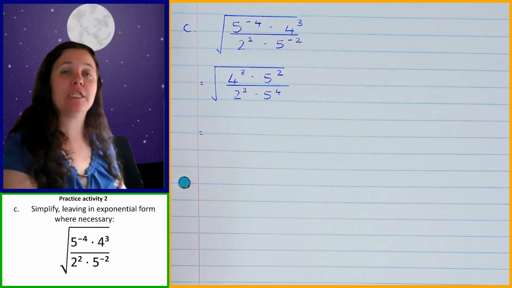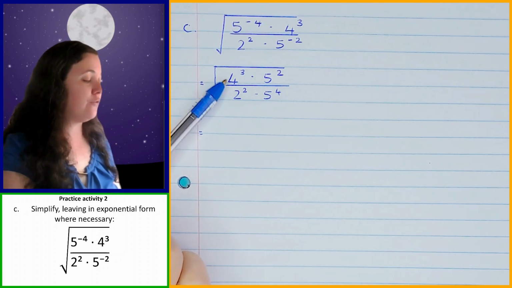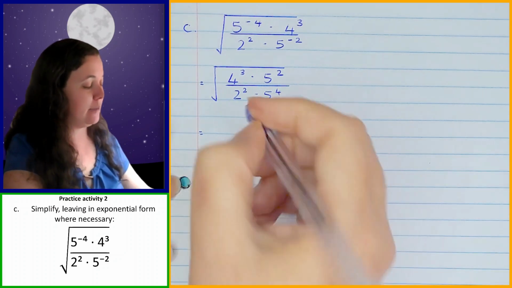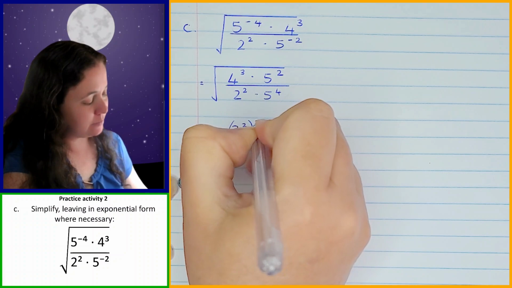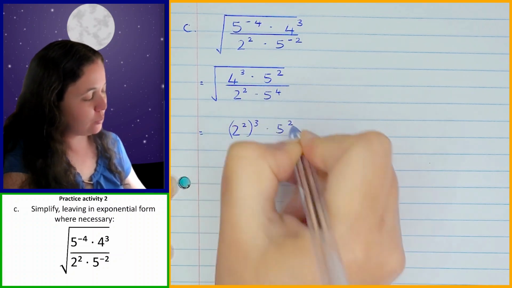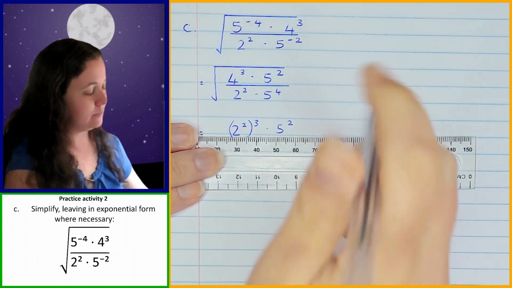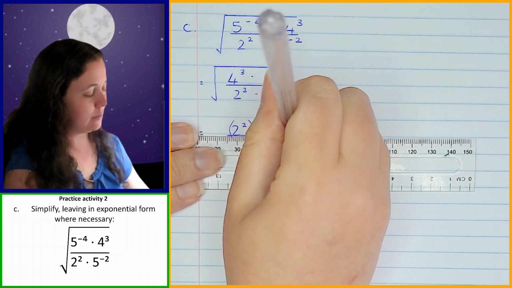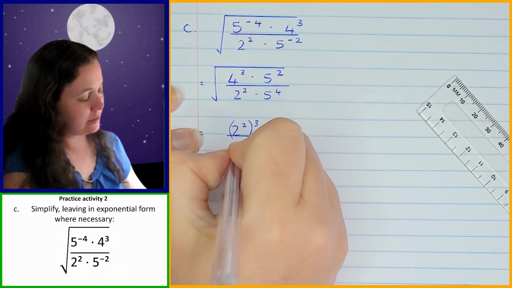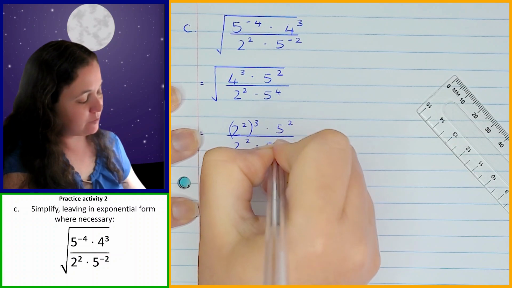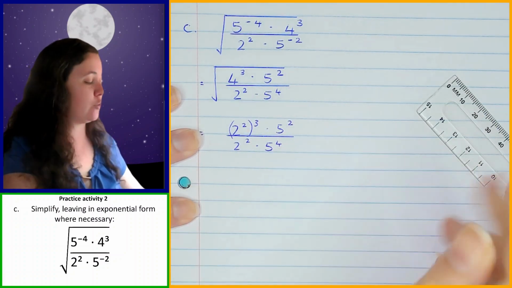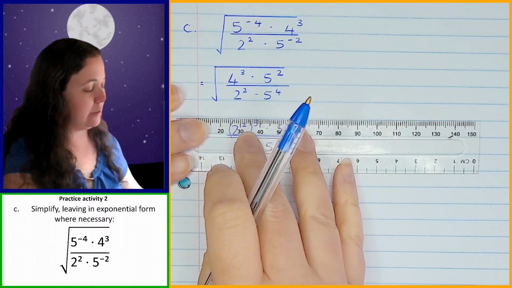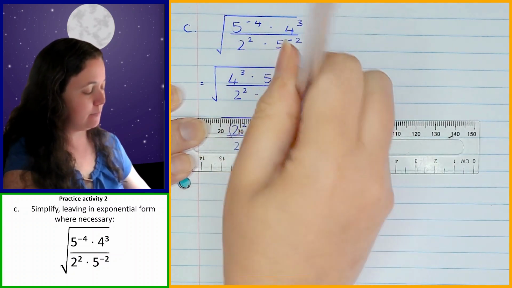Before I start cancelling things out, I want to make sure that I've got bases that I can work with. So this 4 is going to change to 2 squared. So I have 2 squared in brackets cubed times 5 squared over 2 squared times 5 to the power of 4. The only one that I had to change the base for here was that 4 changing to 2 squared. Okay, and that is all still inside my square root sign.